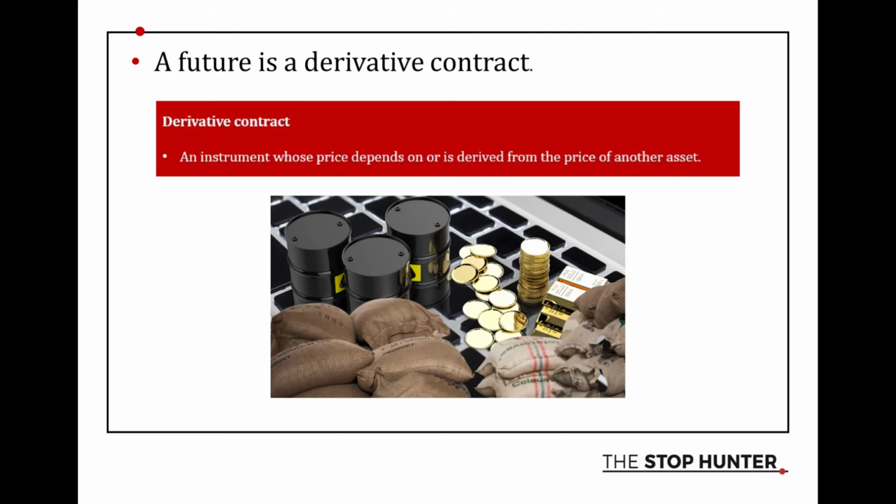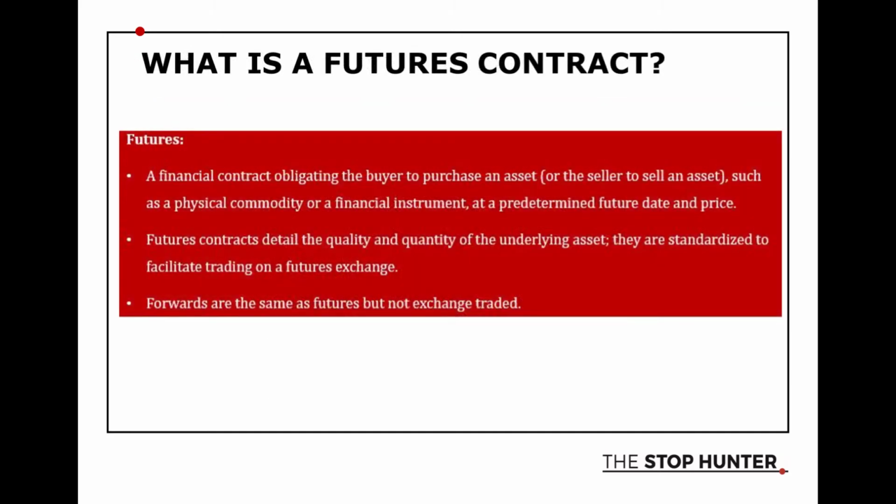First thing we need to know is that a futures contract is a derivative of some underlying asset. Like we've seen, it might be corn, it might be oil, it can now be crypto or the S&P 500. So as it says there, a derivatives contract is an instrument whose price depends on or is derived from the price of another asset. So we know it derives from another asset, but what exactly is a futures contract?